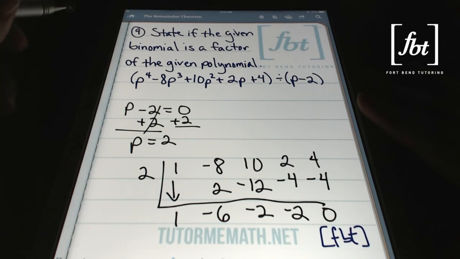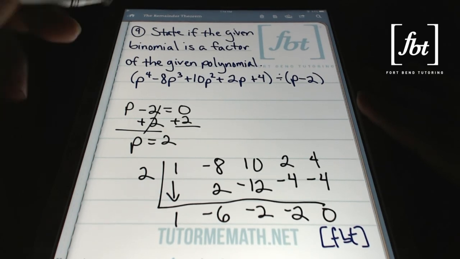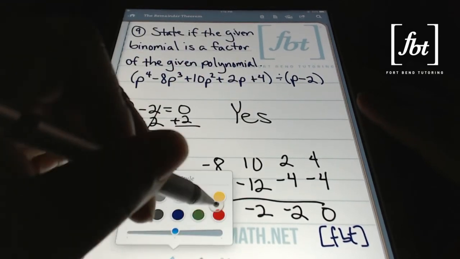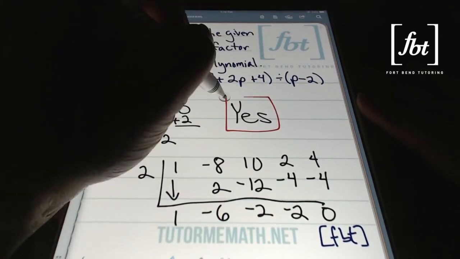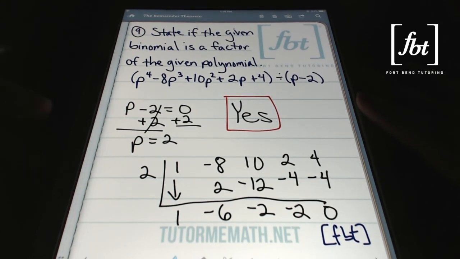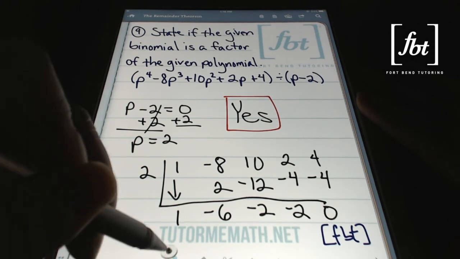All right, so that is why this answer here is yes. Notice the red box around the answer yes. There you go. So this is our result. This is what we got. This is problem number 9, just right there. There it is. Remainder theorem in the house.